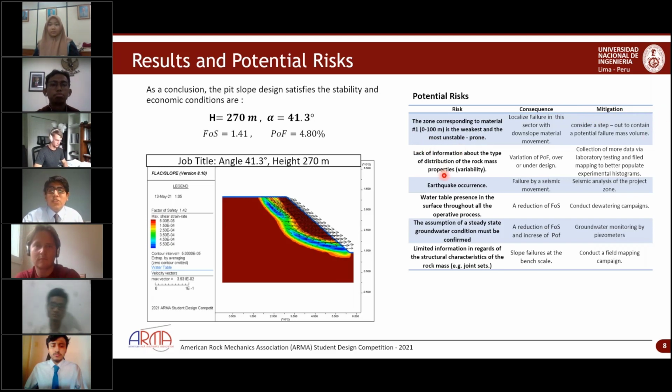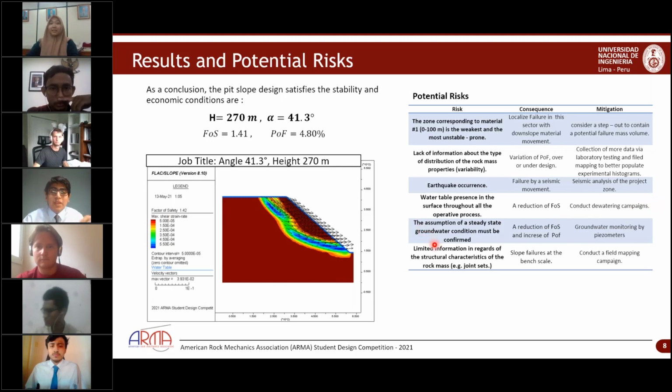Other is the no information about the type of distributions. As a consequence, the variation of probability of failure, and a solution, the collection of more data to know it. Other is the earthquake occurrence. As a consequence, the failure by a seismic movement, and a solution, the seismic analysis, like this. Other is the water table presence. As a consequence, the factor of safety diminution, and the solution, the dewatering campaigns.